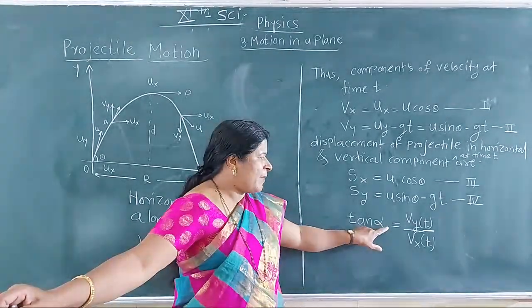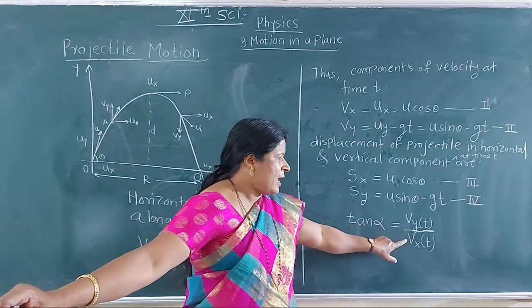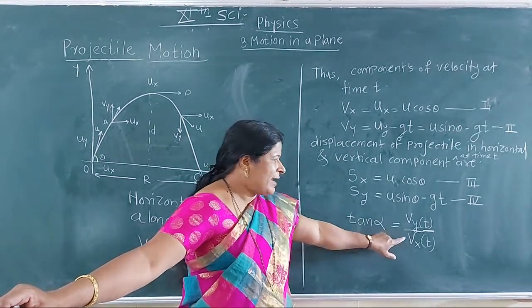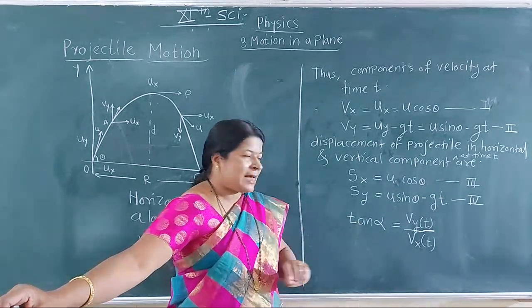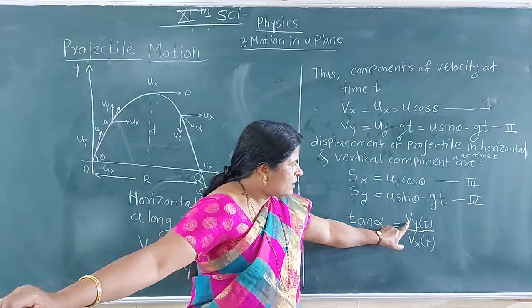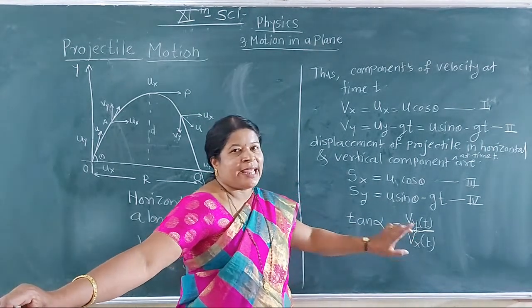So tan alpha is equal to phi y along phi x, y divided by x, but we have taken velocity on both axes, therefore we can write here phi y t divided by phi x t.